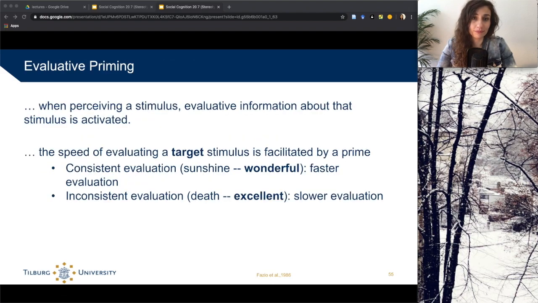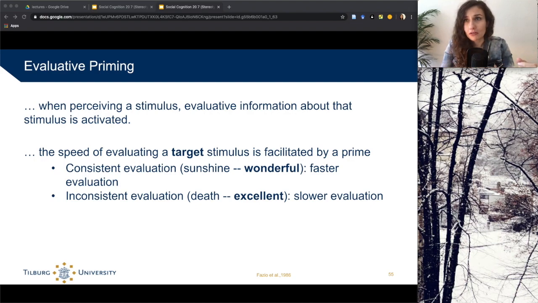So how would this be done? Well, there's one procedure that is well known for being used in this area, and this is called evaluative priming. The idea here is that people perceive a stimulus, and when they see this stimulus, evaluative information about it is activated. If I show you a positive or a negative stimulus, you will evaluate the stimulus, and then the positive versus negative frame of mind will be activated.